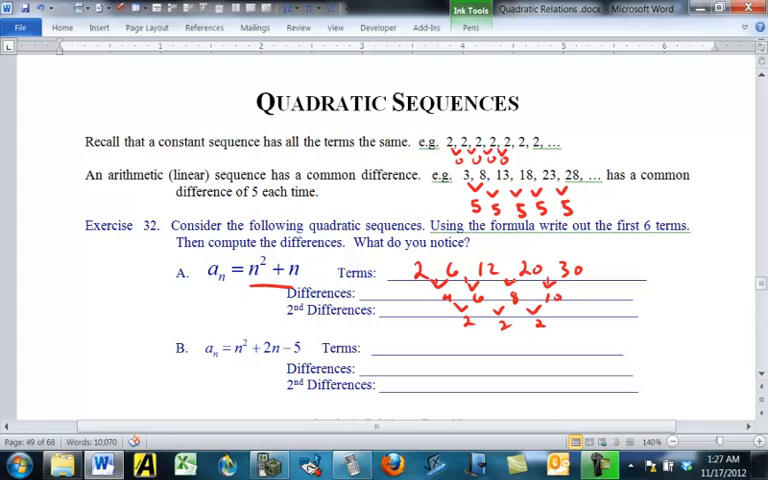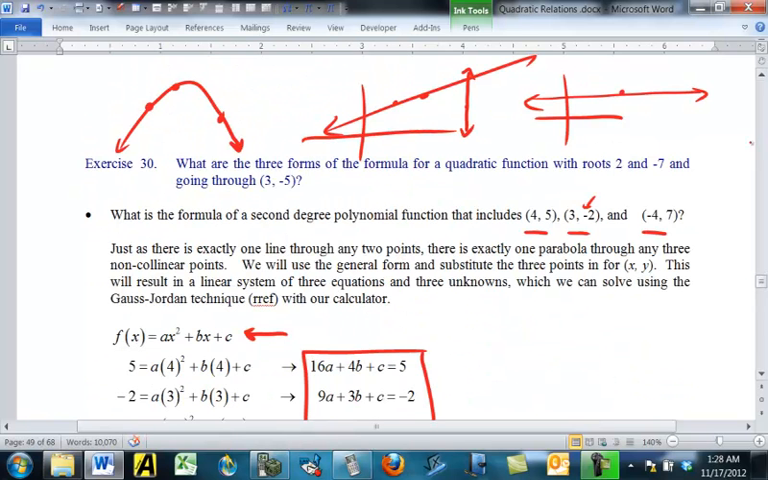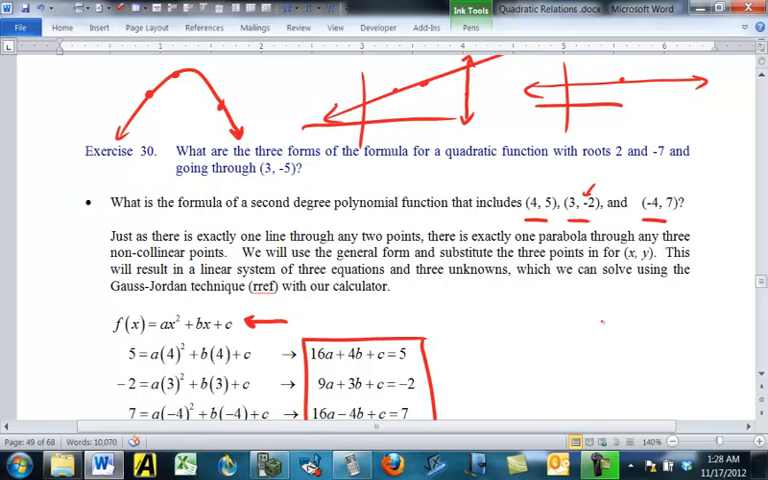So if we do this, of course the term numbers are 1, 2, 3, 4, 5. Once we see that we have a second difference that's the same, we know it's quadratic. Now we could take any 3 points, like these 3 points, and find the equation just like we did in this example right here.